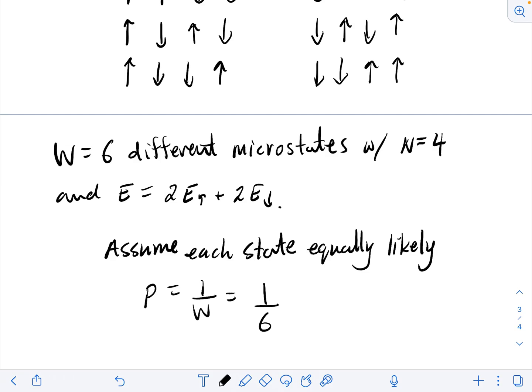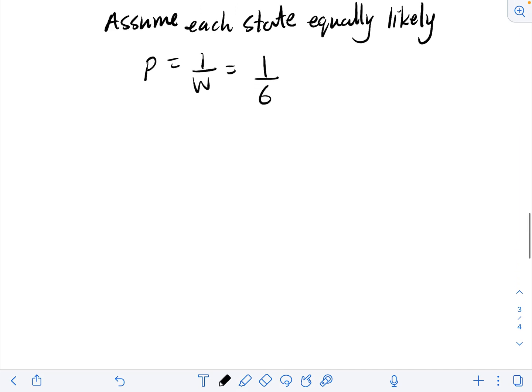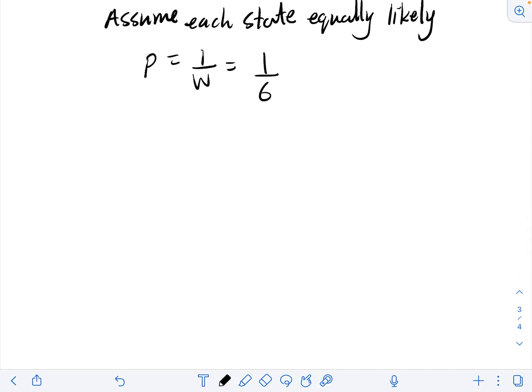And so that means if you had 6,000 copies of this 4-spin system and they all had the same energy, 2 spin up, 2 spin down, then when you examined each of these 6,000 systems, on average you'd find each of these 6 possible arrangements 1,000 times. So that's the first fundamental idea: for identically prepared systems, each of the available quantum states is equally likely.